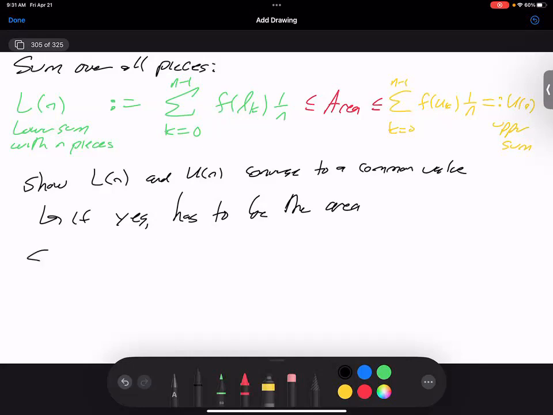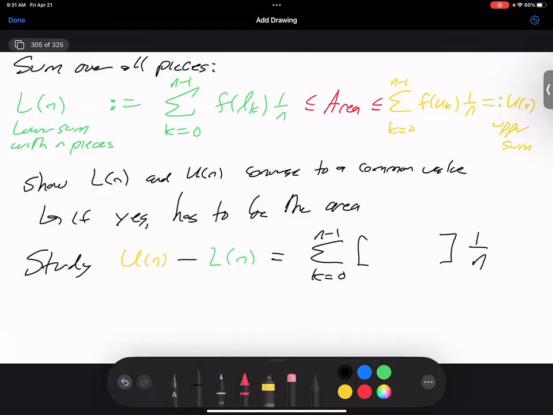So we have to study the upper sum minus the lower sum, which will be the sum as k goes from 0 to n minus 1. And I'll have an f of l_k over here, and I'll have an f of u_k over here. So I want to show that this difference goes to 0.